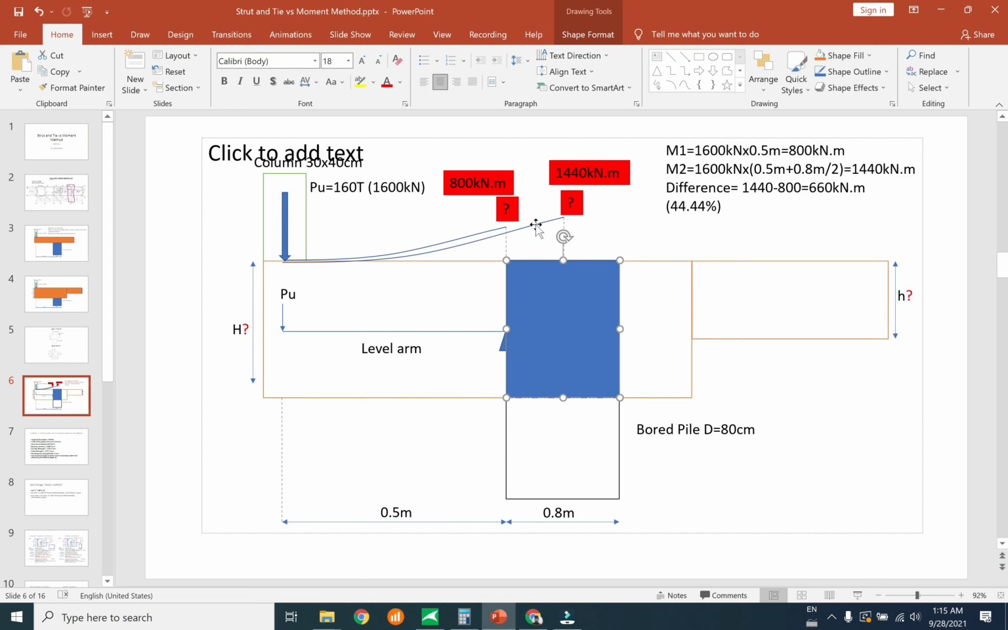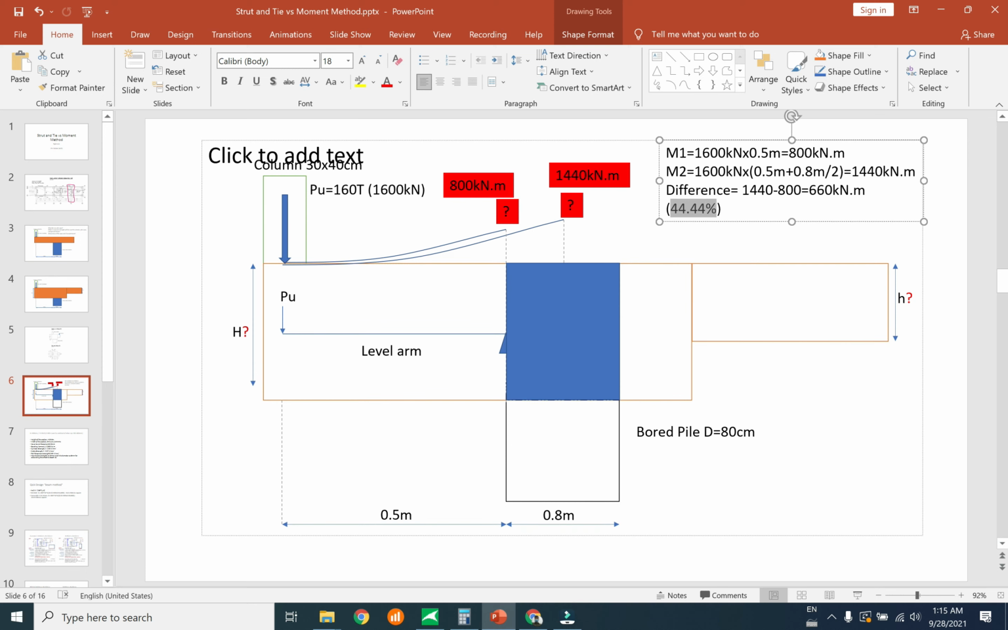If we manually calculate according to hand calculation or use the ODM, at the center of the bored pile we got a higher result than at the face of the bored pile. So the difference is 44.44%. To minimize and optimize the rebar at the top, you should compare this method with the Strut and Tie method. I think it's a good idea that the Strut and Tie method can apply for this structure.